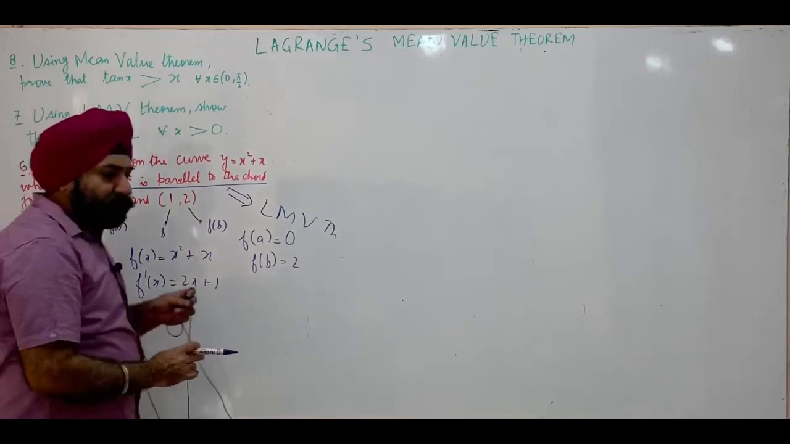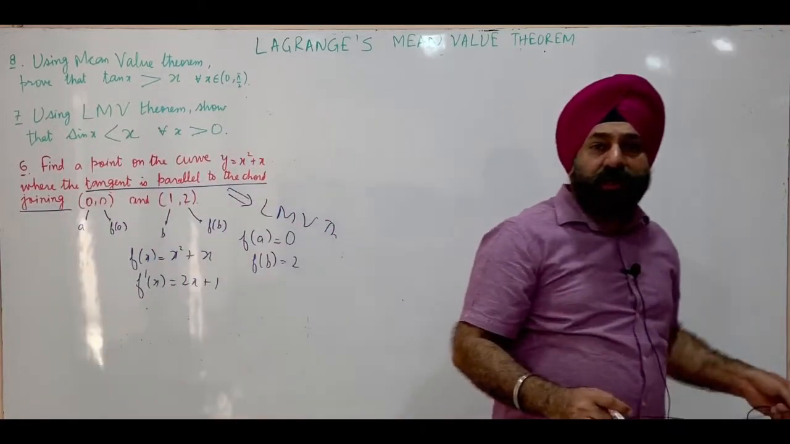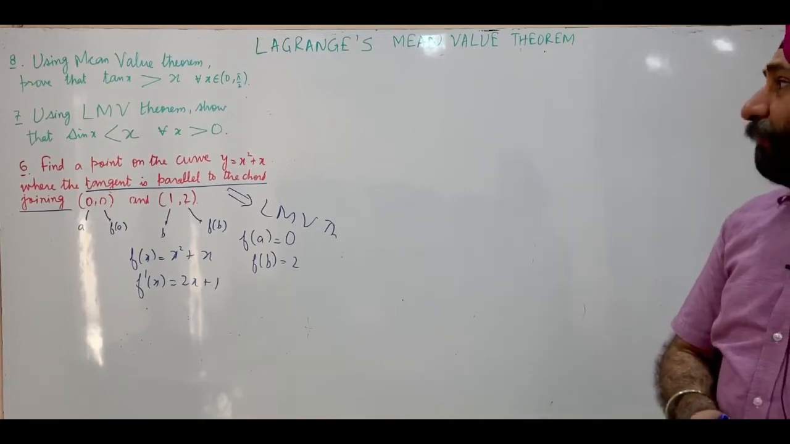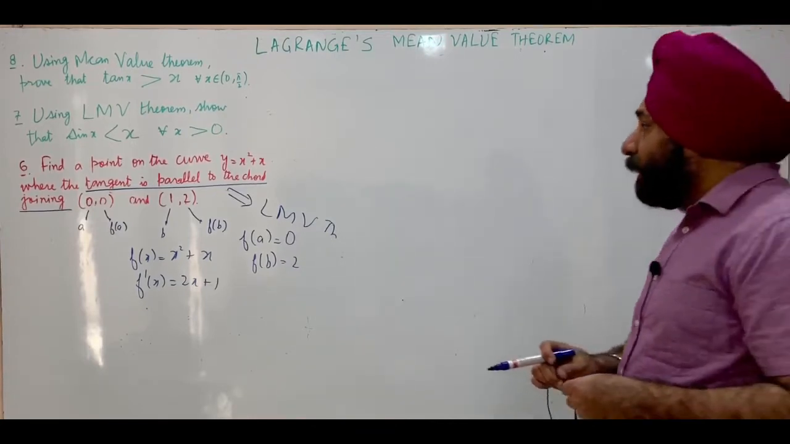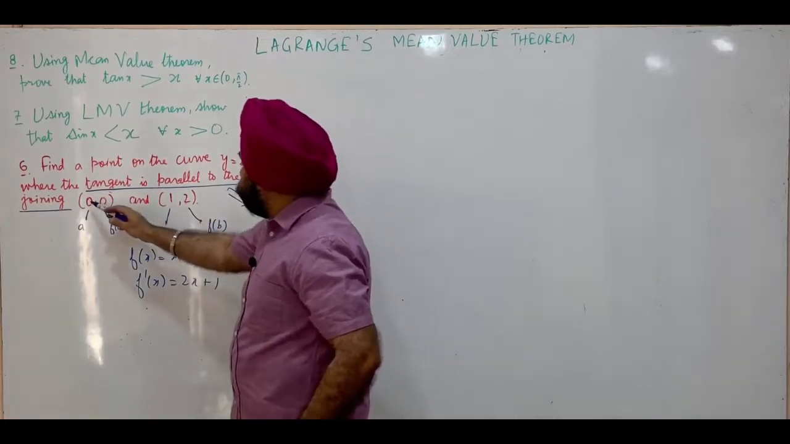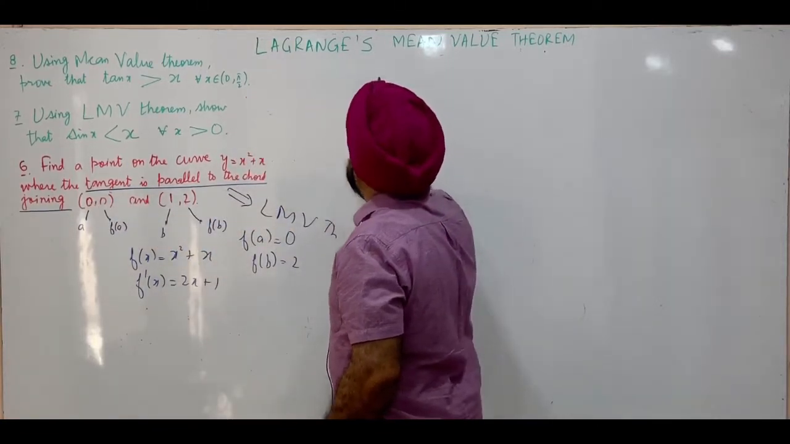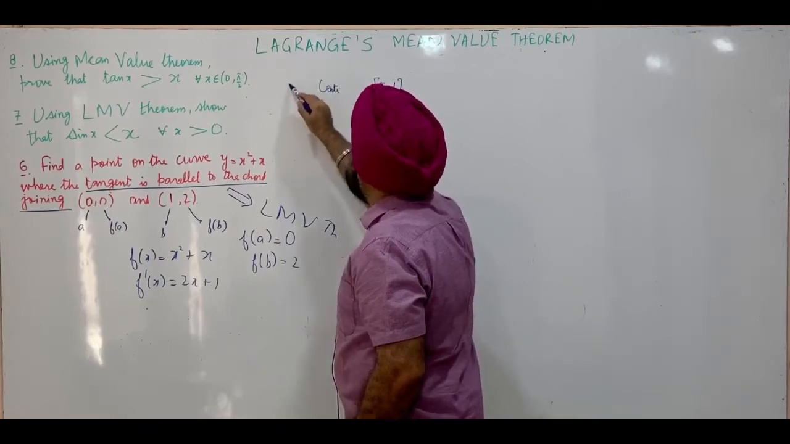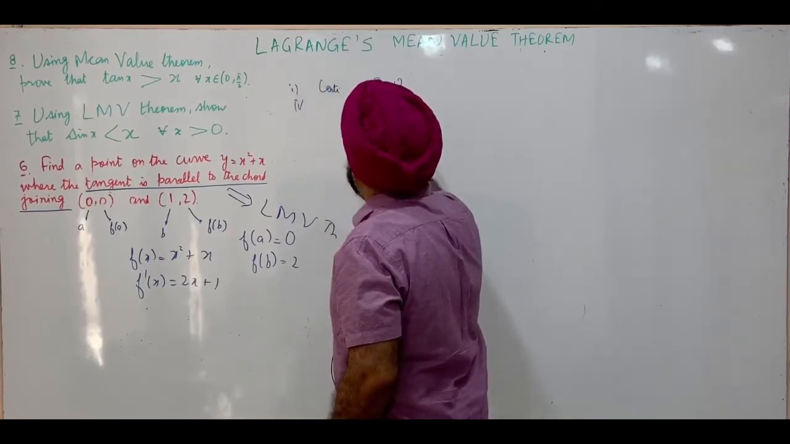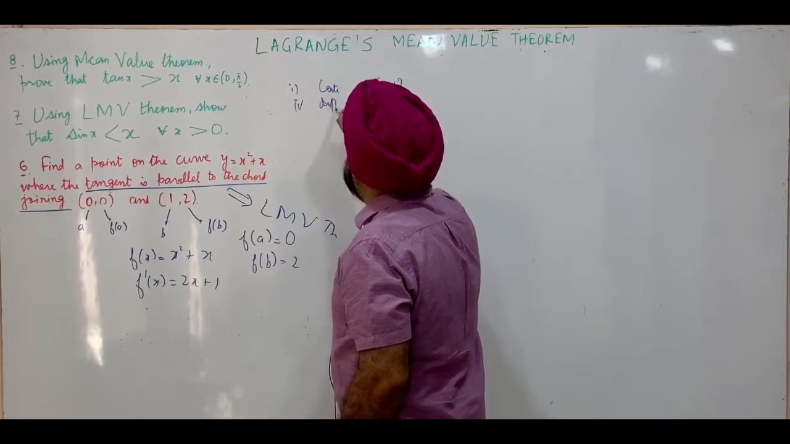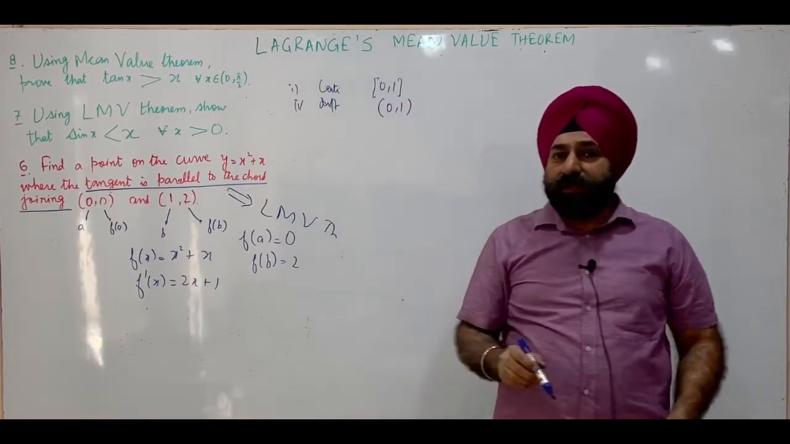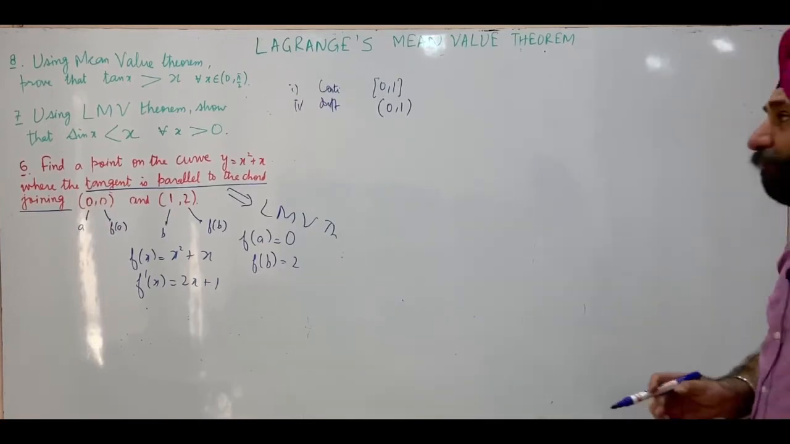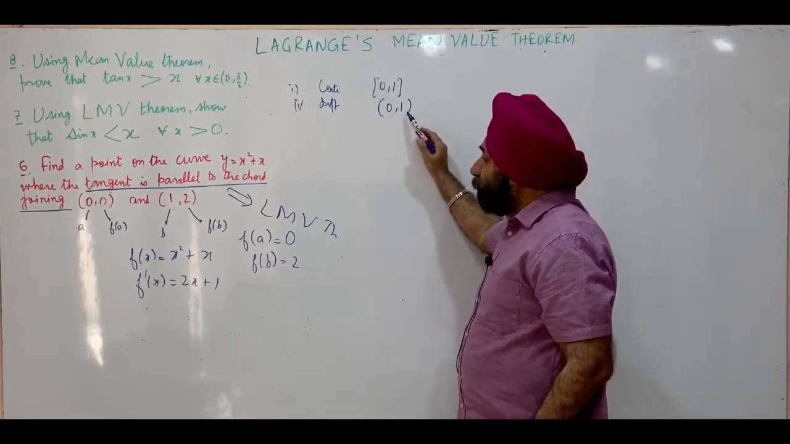So we will explain like this. It's a polynomial function, and we know every polynomial is everywhere continuous. Therefore, this is continuous everywhere, in particular for the interval from 0 to 1. So for the closed interval 0 to 1, this function is continuous, and for the open interval 0 to 1, this will be differentiable. Polynomials are differentiable everywhere. This is also differentiable everywhere, in particular for the open interval 0 to 1.